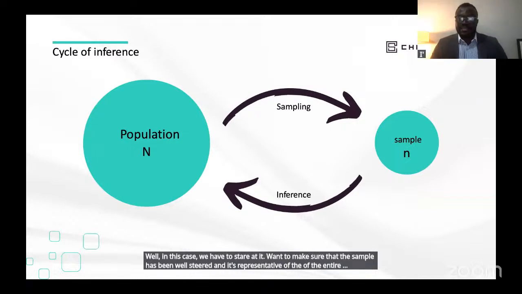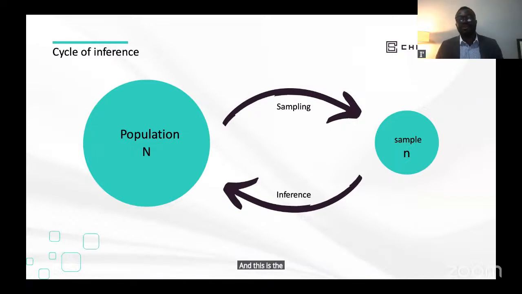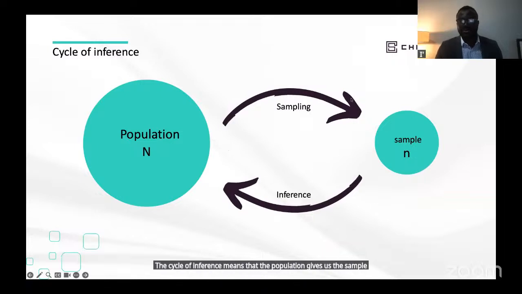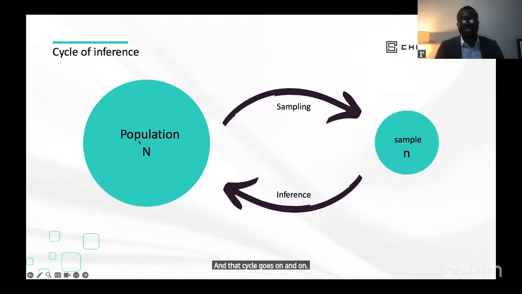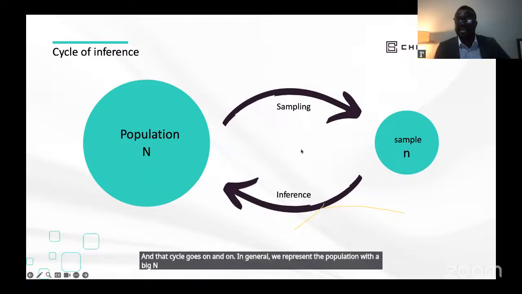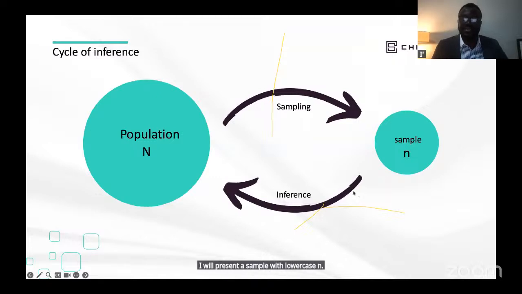And this is the point again. This is what we call the cycle of inference. The cycle of inference means that the population gives us the sample, and this process is called sampling. The sample gives us inferences, which we then apply back to the population. And that cycle goes on and on. In general, we represent the population with a big N, uppercase N, and the sample with lowercase n. So we need to understand that.